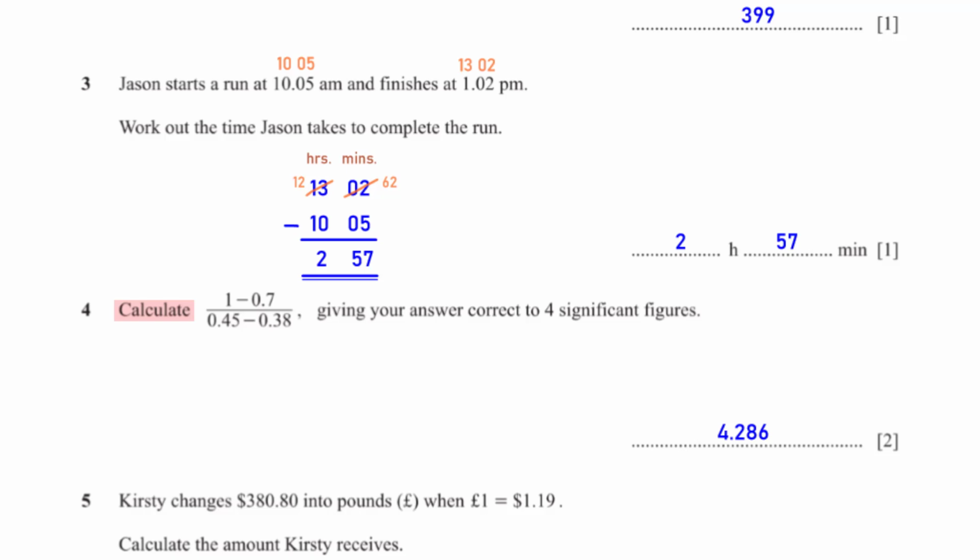Calculate 1 minus 0.7 divided by 0.45 minus 0.38, giving your answer correct to 4 significant figures. When we type the given expression into the calculator, we get 4.286 rounded to 4 significant figures.